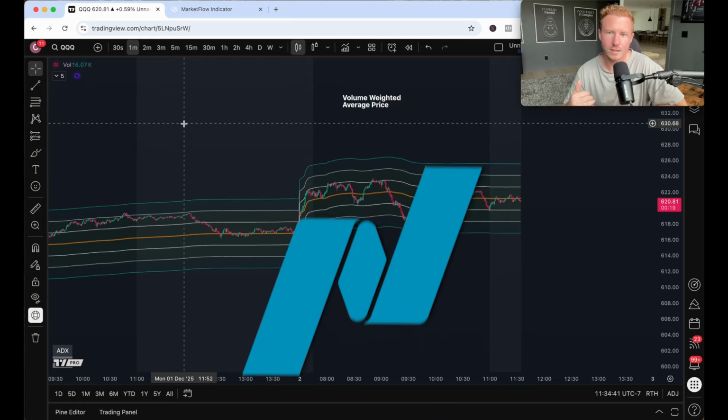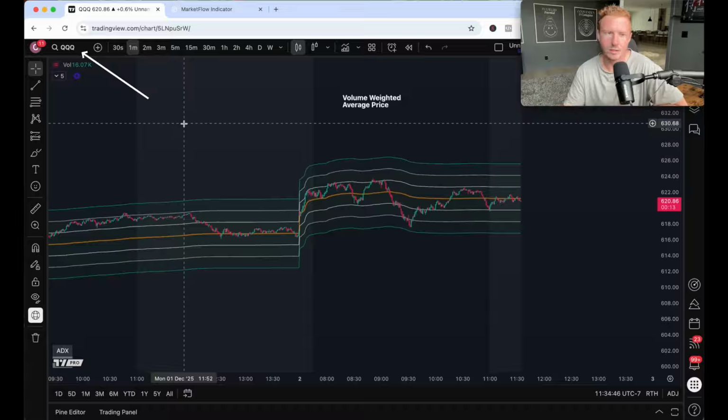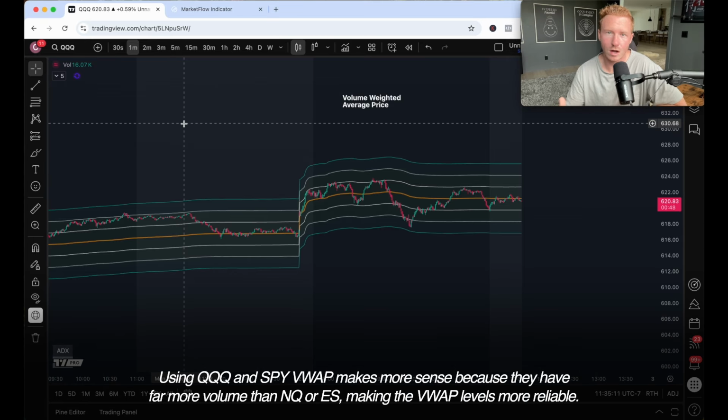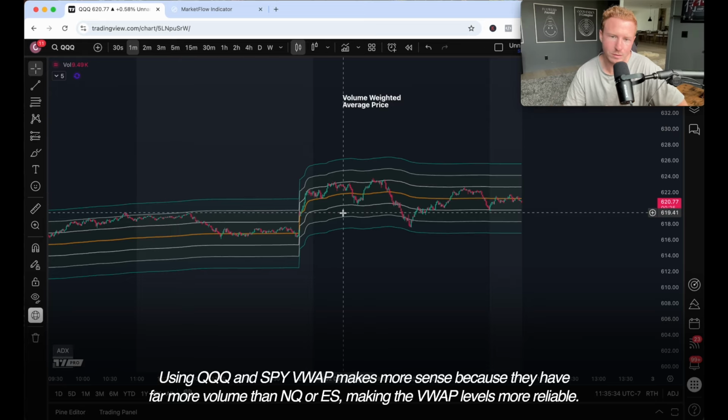Now, I do trade NASDAQ futures for those that don't know, but I'm looking at QQQ levels. I'm looking at the VWAP on QQQ specifically. Now, why do I use the QQQ VWAP over the NASDAQ VWAP, or the SPY VWAP over the ES VWAP? This is because there's simply just more volume traded on QQQ and SPY compared to the futures contract, for example NQ, it has way less volume than QQQ. Okay, so therefore it makes more sense to look at the volume weighted average price on the thing that has more volume, right? More transactions are being traded on this. So it's going to be a little bit more accurate.